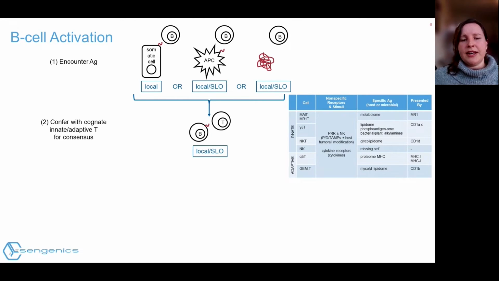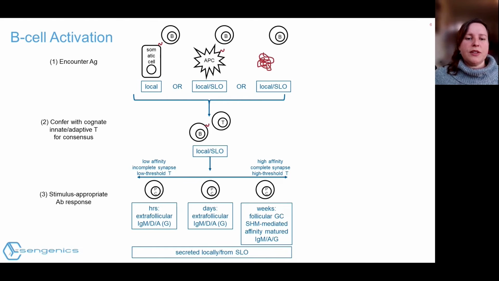I want to draw attention, as I've said previously, that adaptive T cells are really limited in which types of antigen they can recognize. You can see that at the bottom part of this table. Whereas innate T cells and B cells really are not restricted by that kind of antigen. They don't have to see protein antigens that are being presented. They can recognize almost any class of antigen.